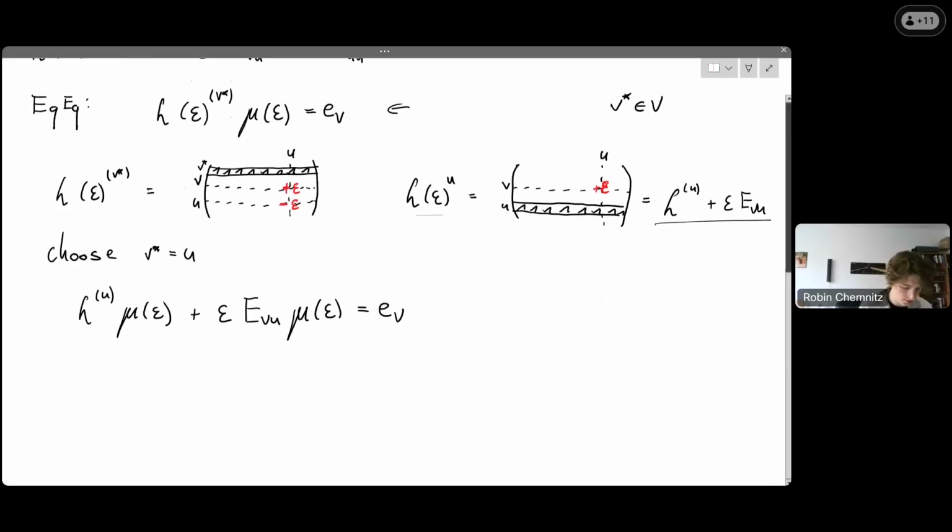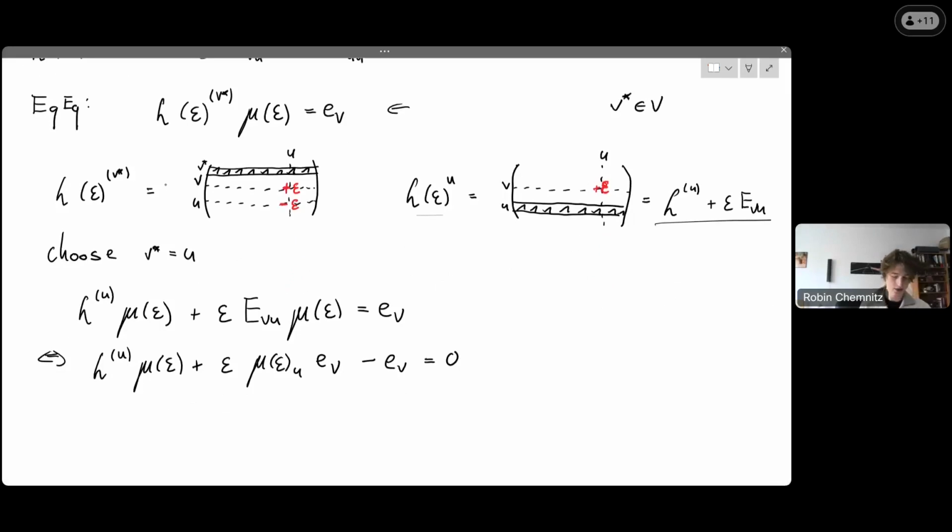And actually, if we multiply mu epsilon times this matrix, which has only ones, then this is exactly mu epsilon U in the position e_V, and this should be e_V, and we can take this e_V over. So we get this equation.